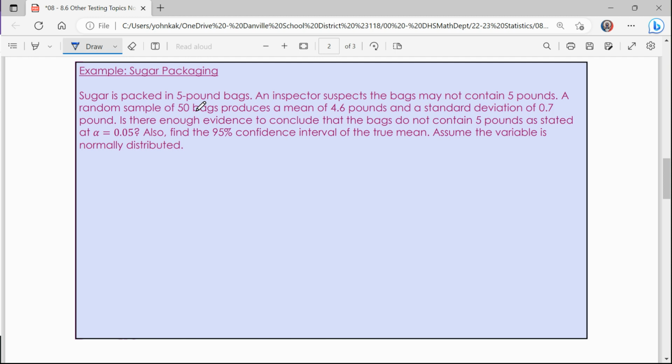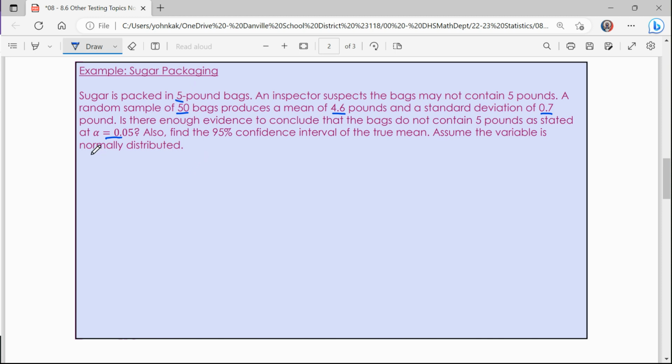Sugar is packed in 5-pound bags. An inspector suspects the bags may not contain 5 pounds. A random sample of 50 bags produces a mean of 4.6 pounds and a standard deviation of 0.7 pounds. Is there enough evidence to conclude that the bags do not contain 5 pounds as stated at alpha equals 0.05? Also, find the 95% confidence interval of the true mean. Assume the variable is normally distributed.